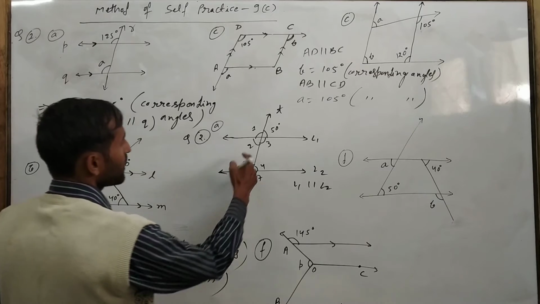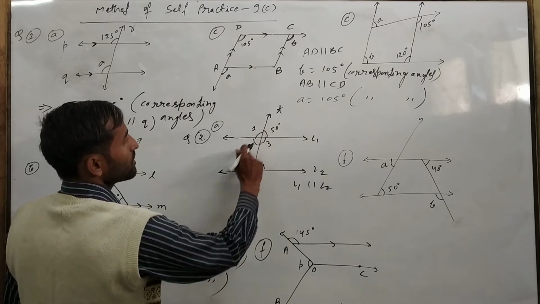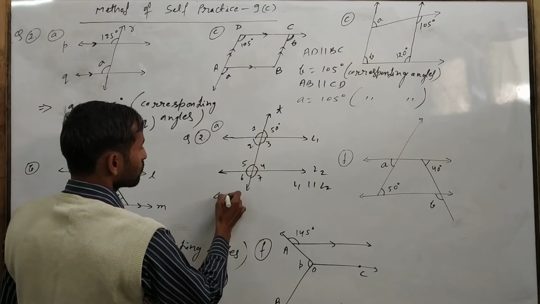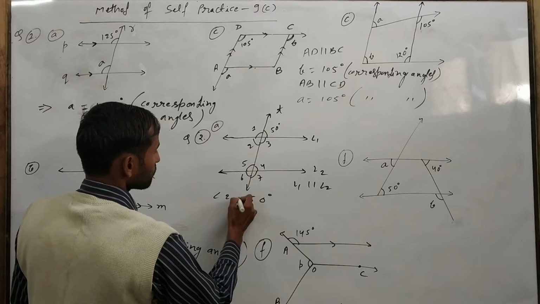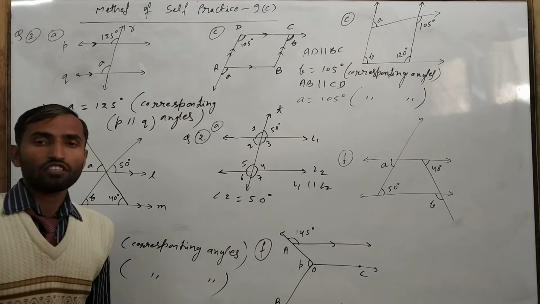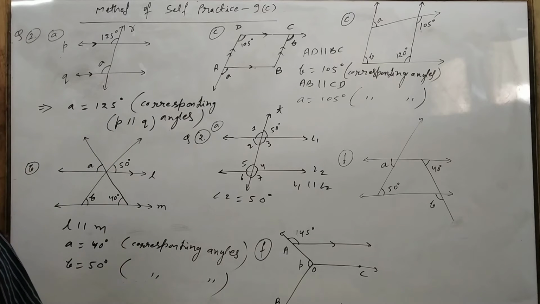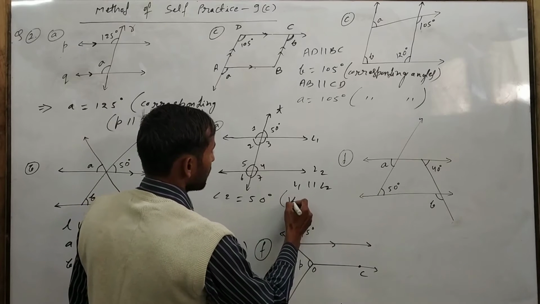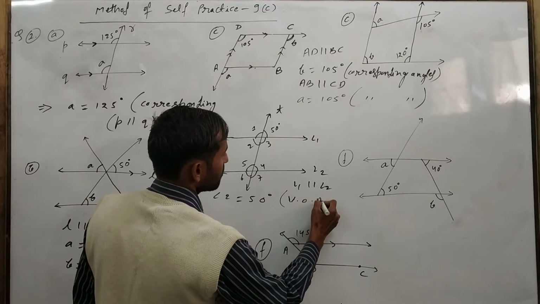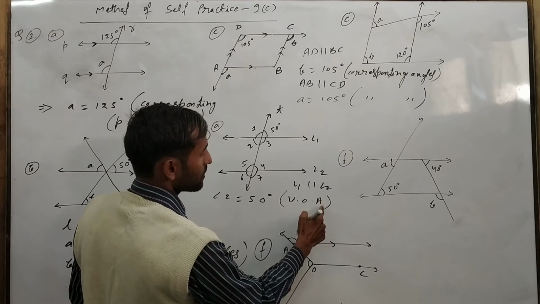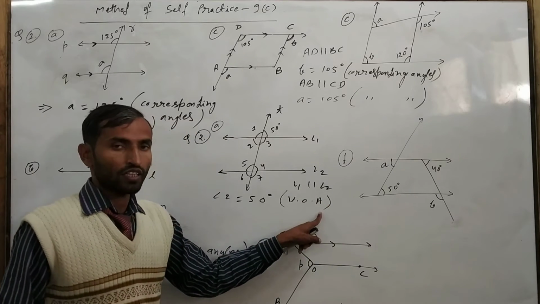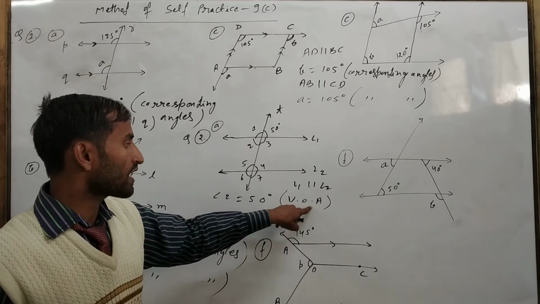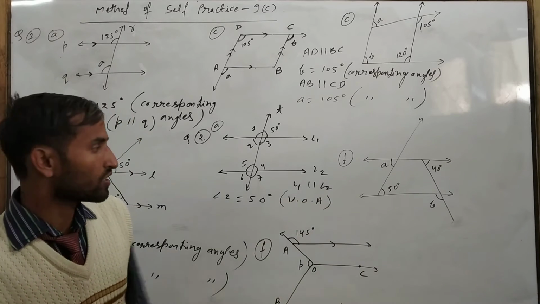So what will come in place of 2? Here, just you see, we will use a vertically opposite angle. So angle 2 is equal to 50 degrees because it is a vertically opposite angle and vertically opposite angles are always equal. So the reason will be vertically opposite angle. As a shortcut we will use VOA. If you can't, you can write the full form, vertically opposite angle. Otherwise, you can write the shortcut VOA as the reason.